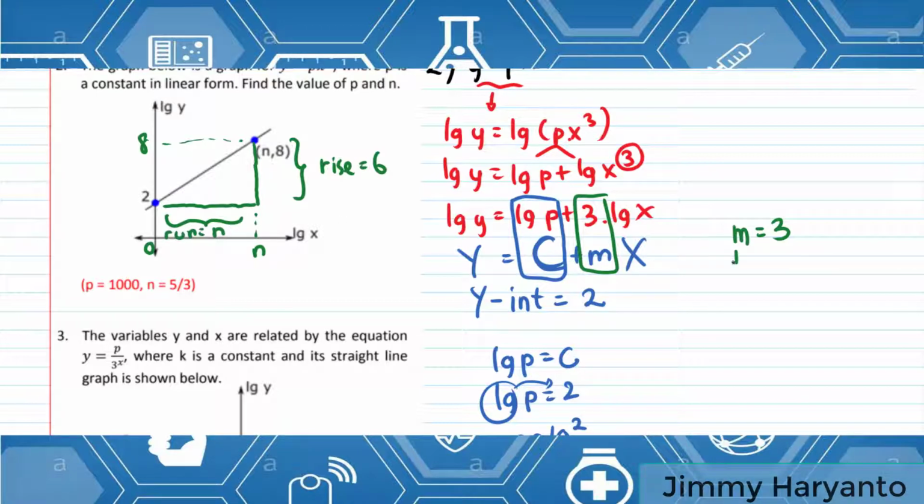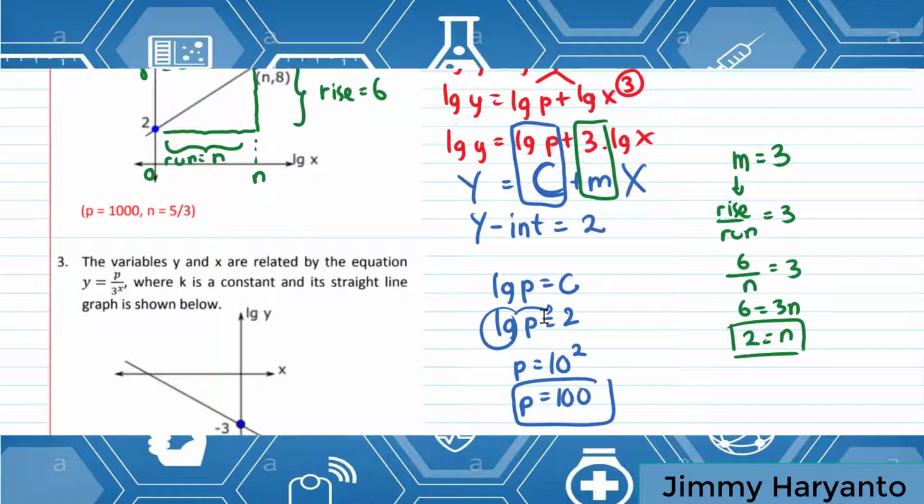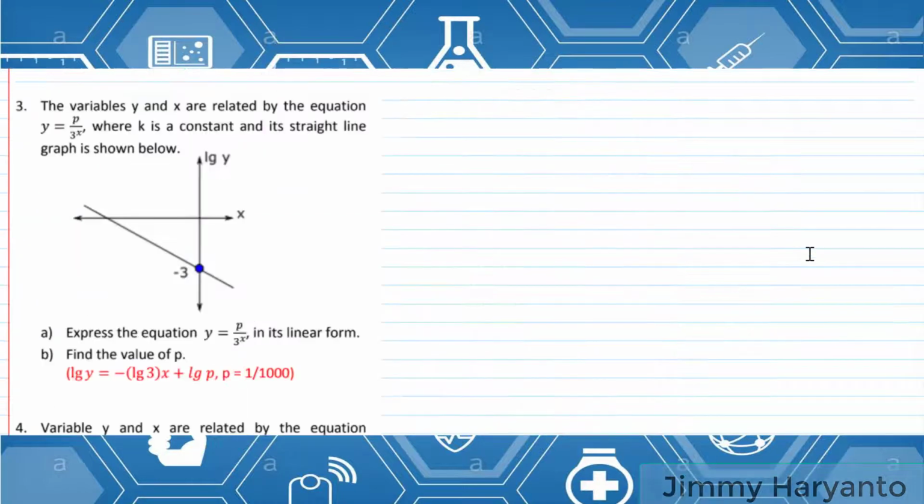Okay, gradient is rise over run. Rise over run equals 3. The rise is 6. The run is n. 6 over n equals 3. Times it, 3n. N equals 6 divided by 3, it's 2. So n equals 2. P equals 100. Yeah, that is the answer for number 2. The answer key is not correct.